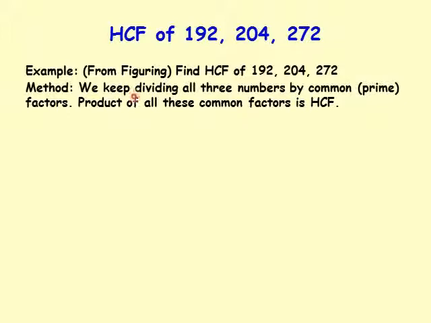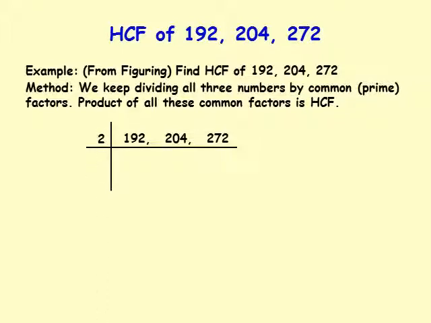We keep dividing all three numbers by common factors, which are usually prime. Let's continue. Here is the example: 192, 204, 272. Do you see any common factor here? Here's the setup for division.